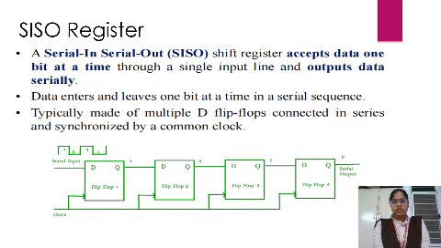And this is the SISO register, serial in, serial out. The shift register accepts data 1 bit at a time through a single input line and outputs data serially. Data enters and leaves 1 bit at a time in a serial sequence, typically made of multiple D flip-flops connected in series and synchronized by a common clock. The figure shows the process.